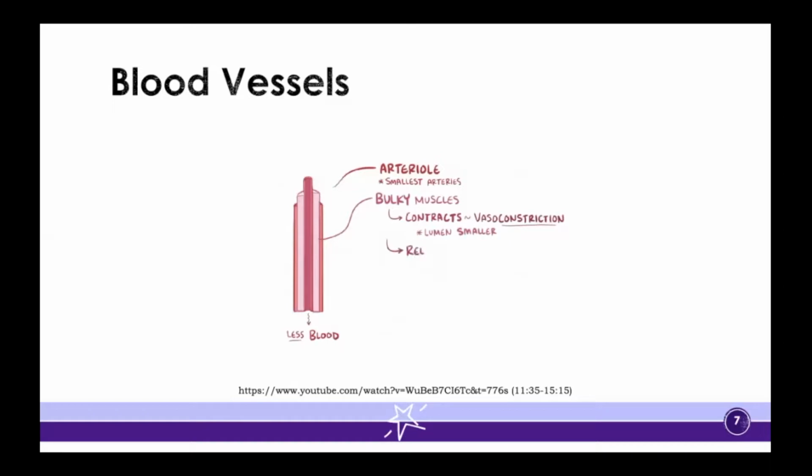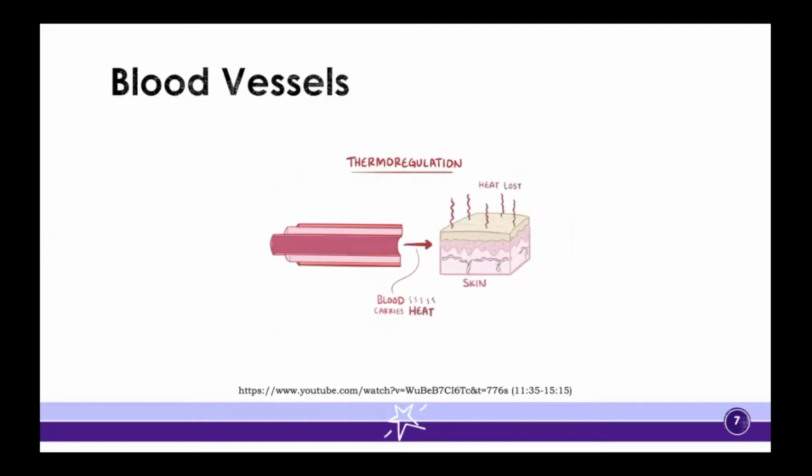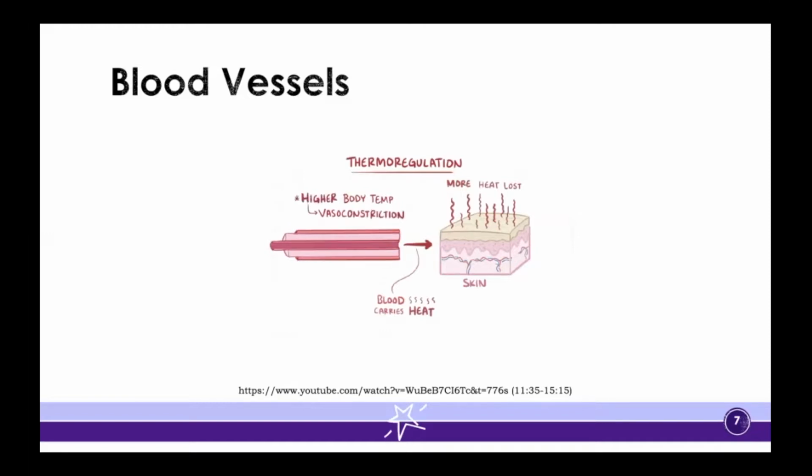Also, though, these vessels can relax or vasodilate, and the lumen's diameter increases, which allows more blood flow. This process can also help with temperature control or thermoregulation, because blood carries a lot of heat with it, and when it gets close to the surface of the skin, more of that heat gets lost. So with vasodilation of the arterioles, more heat gets lost, which therefore helps to lower body temperature. Likewise, if you wanted to raise body temperature, vasoconstriction reduces blood flow, which means less heat gets lost through the surface of the skin.